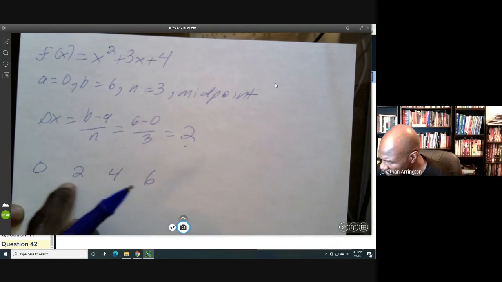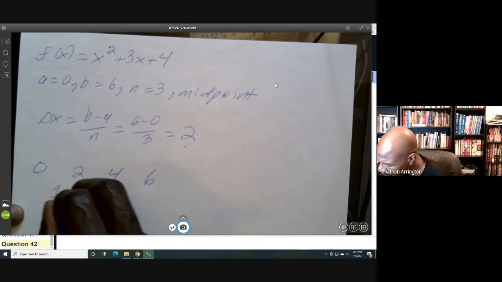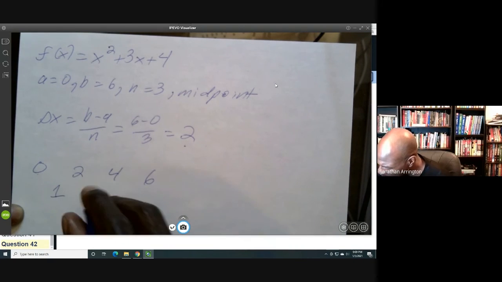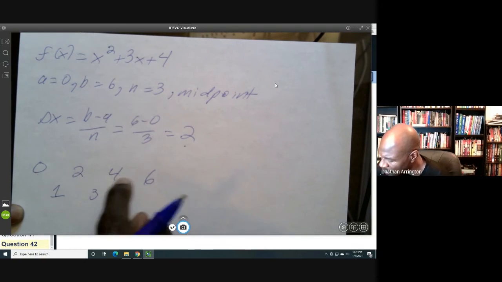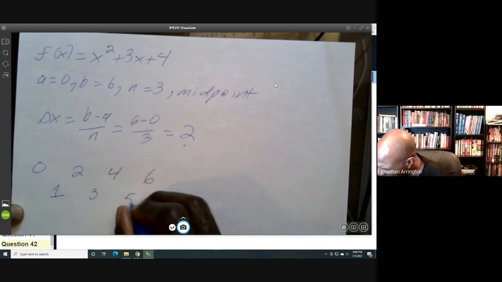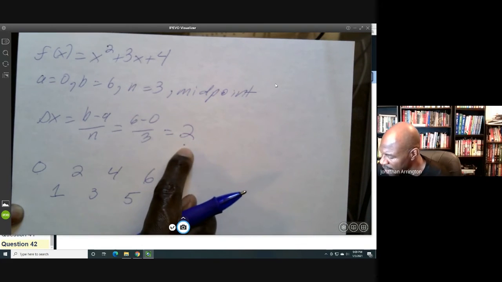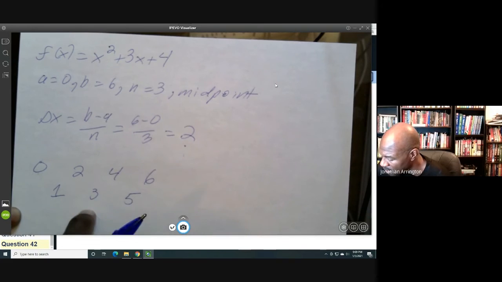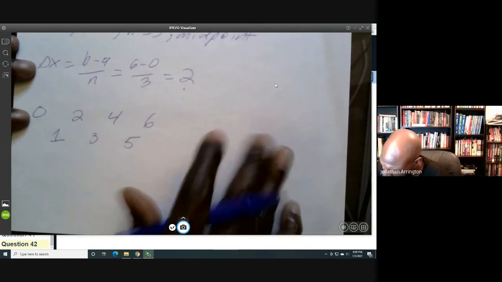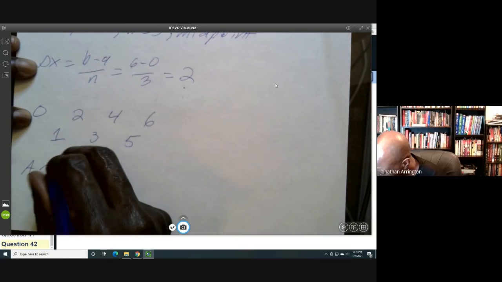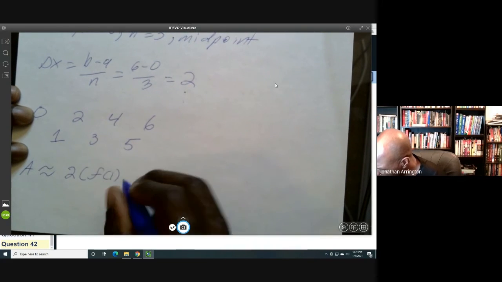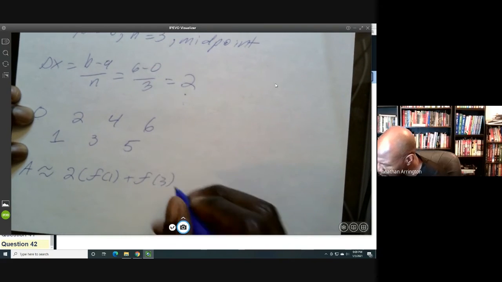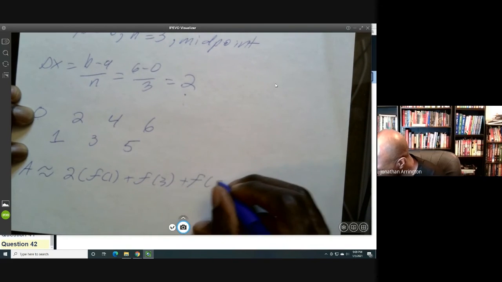Well, when doing a midpoint Riemann sum, I'm going to evaluate the function at the midpoint of each subinterval. So the midpoint of 0 and 2 is 1, the midpoint of 2 and 4 is 3, and the midpoint of 4 and 6 is 5. Now it's still going to be multiplied by delta x, but the function is going to be evaluated at 1, 3, and 5. So our area is going to be approximately 2, that's delta x, times f of 1 plus f of 3 plus f of 5.